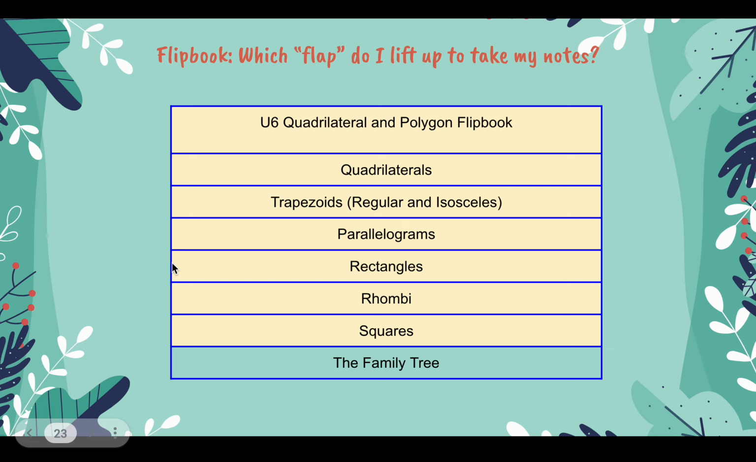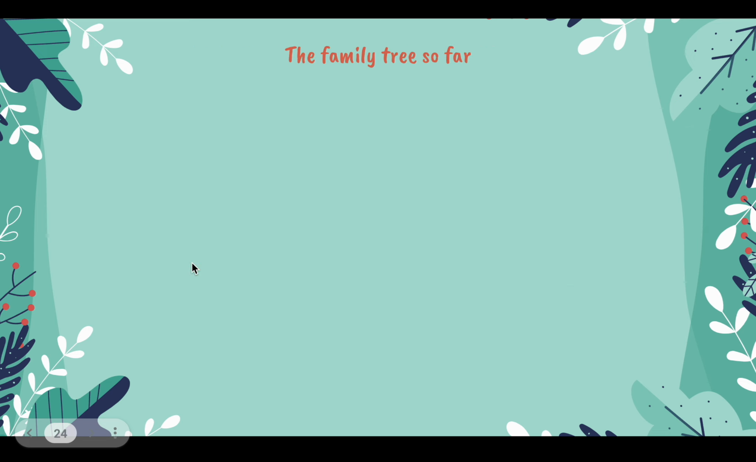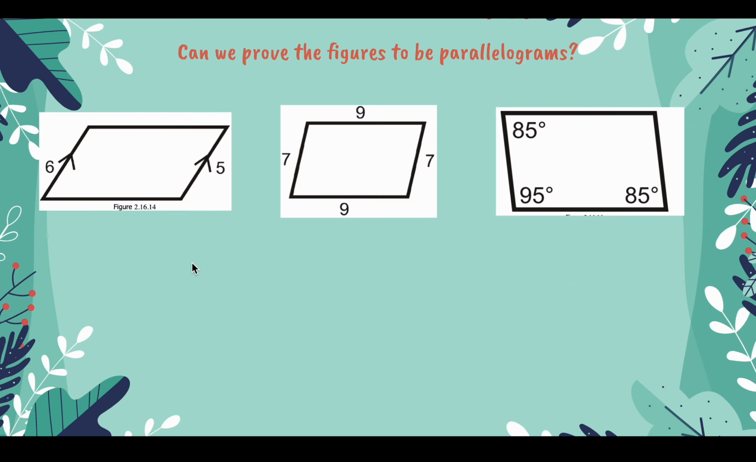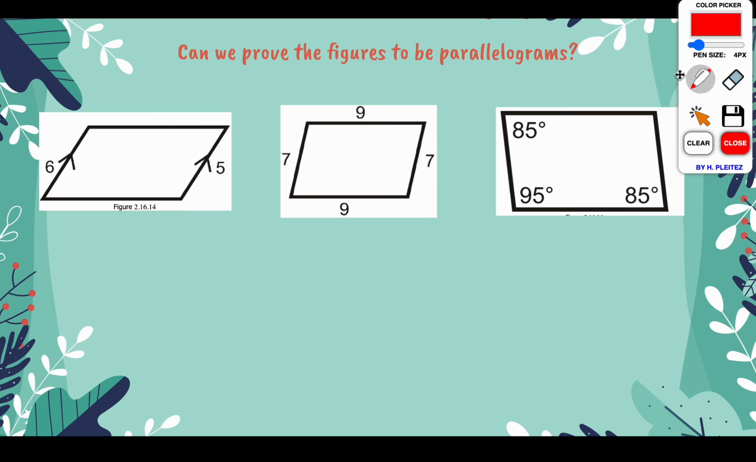So we're going to go back to our family tree, which we kind of already did, so we can actually skip this part. You should have already had this done from the last video. If you don't have it done from the last video, you need to go back and do that. So we're going to look through a series of photos to see if we can prove the figures to be parallelograms, and then we'll say which theorem or which way we're using.